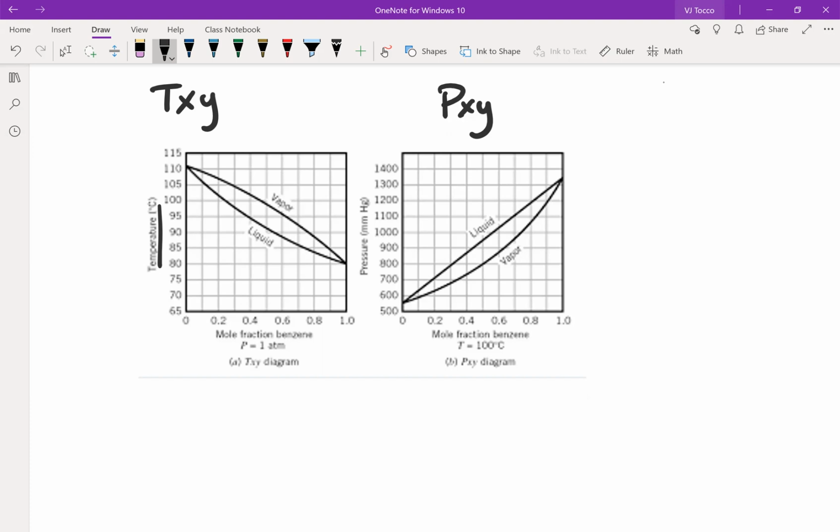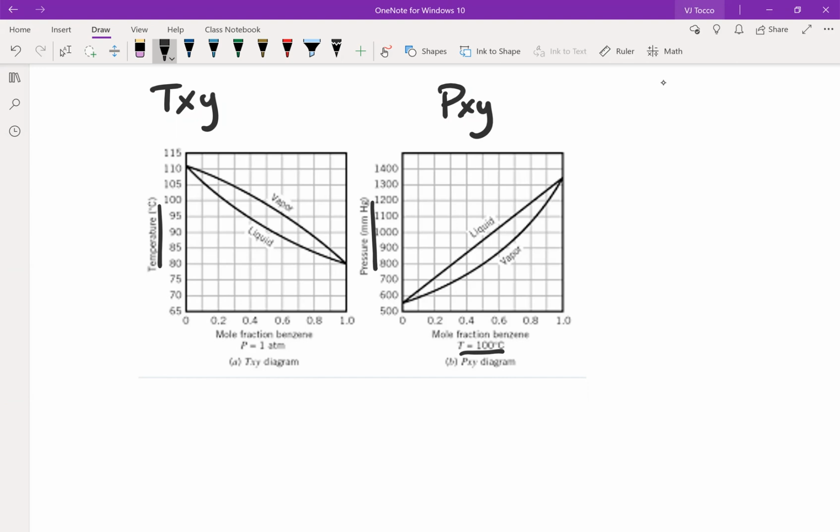Importantly, the Txy is for a fixed pressure. So P is set for a Txy diagram. In this particular Txy diagram, we're talking about benzene toluene system at 1 atmosphere. In the Pxy diagram, it's very closely related. Pressure is on the y-axis. X and y are still on the x-axis. And for a Pxy, temperature is set, so vice versa. So you can use the Pxy and the Txy diagram to verify that the information is correct.